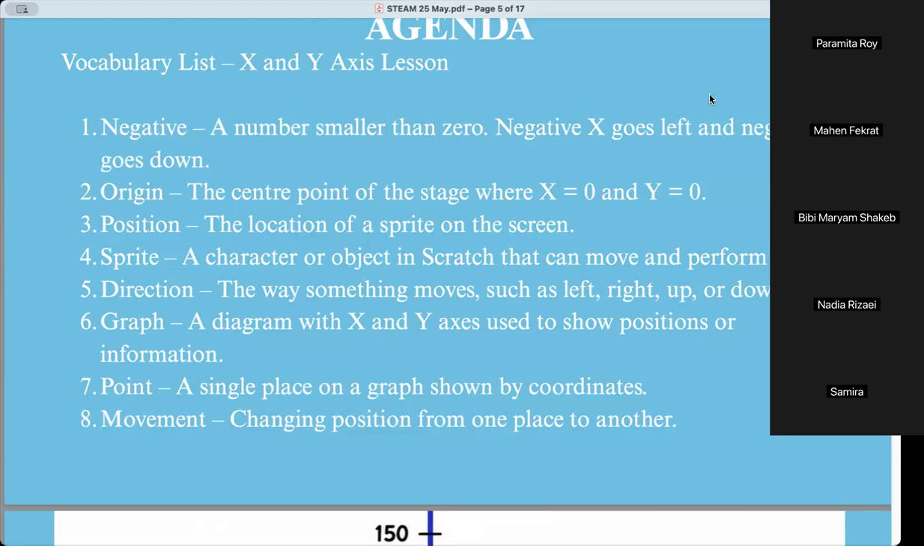Sprite, a character or object in Scratch that can move and perform actions. Good. So, like I stumbled saying sprite, the position of a sprite. What is a sprite? As Mahen just read, a character or object in Scratch that can move and perform actions. To make it perform actions, we need to understand the position. That's why this class. Hopefully, by the end of the lesson, you will know what I'm talking about.